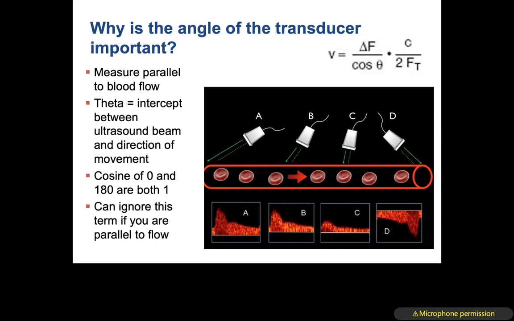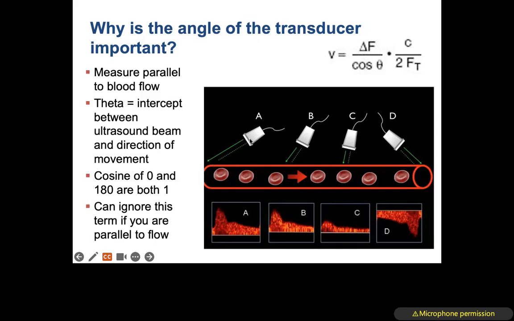And so if we are not totally parallel to the blood flow, we will end up getting a number that's not 1, and we can't ignore this. We want to essentially ignore the cosine of theta in our equation, so if we can't, then we can't ignore it. But more specifically, if you look at this picture, we have A, where we're relatively parallel to the flow of blood.